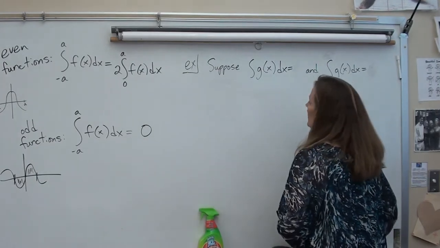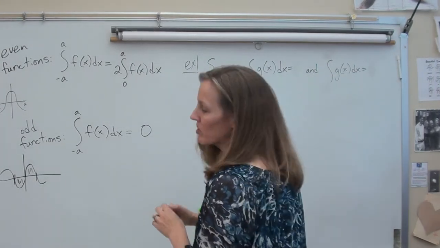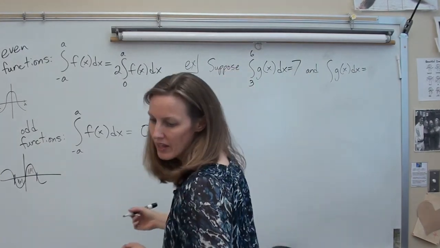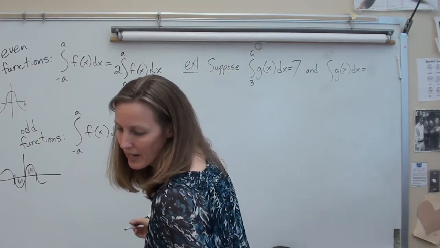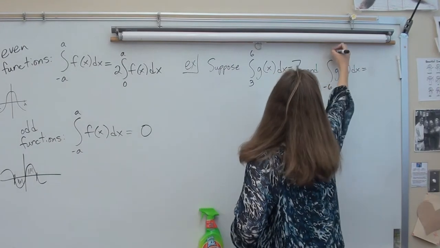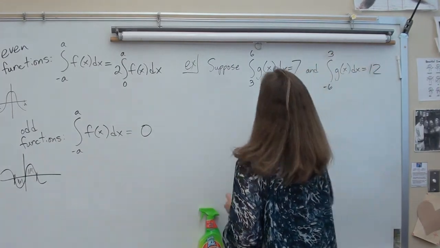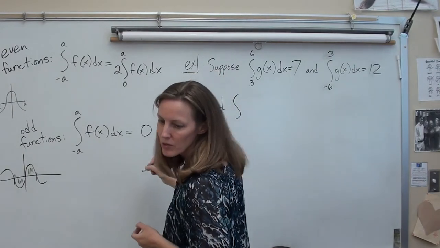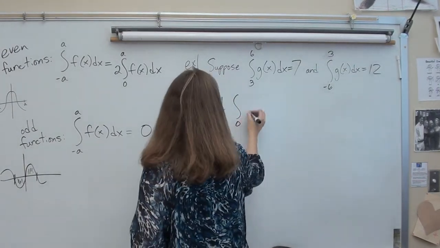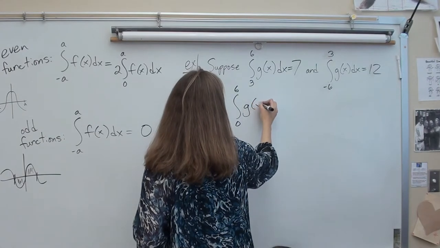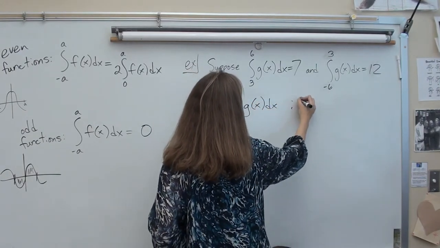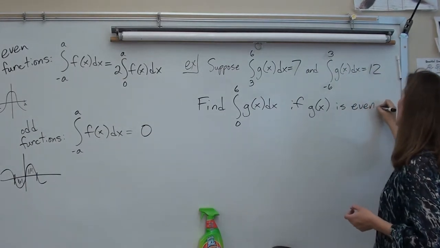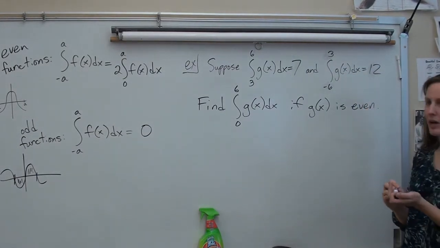New example. Suppose the integral from 3 to 6 is 7, and the integral from negative 6 to 3 is 12. Find the integral from 0 to 6 if g of x is even. I want you to work on this in your groups for a minute. See if you can figure it out.